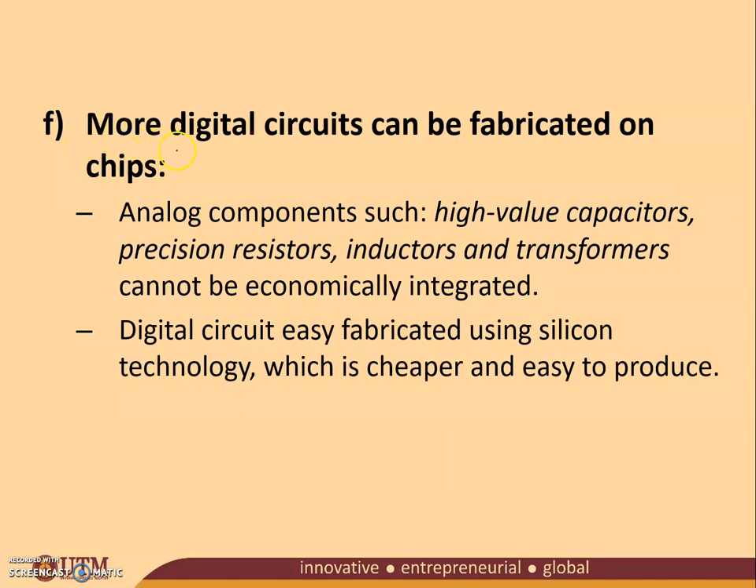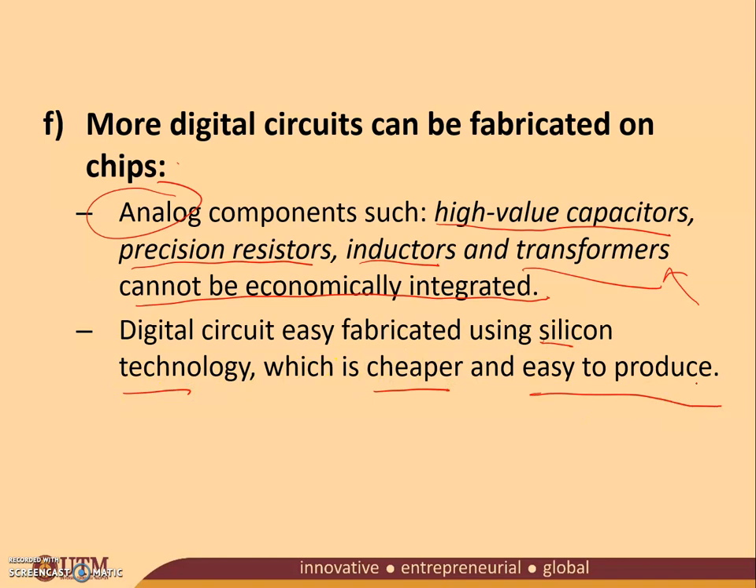The next one is that more digital circuits can be fabricated on chip. Analog components such as high-value capacitors, precision resistors, inductors, and transformers cannot be economically integrated. As you know, the transformer is actually bulky and so on. A digital circuit is easily fabricated using silicon technology, which is cheaper and easy to produce. Normally for digital integrated circuits, the scale can be very small, and you can fabricate millions in a wafer.